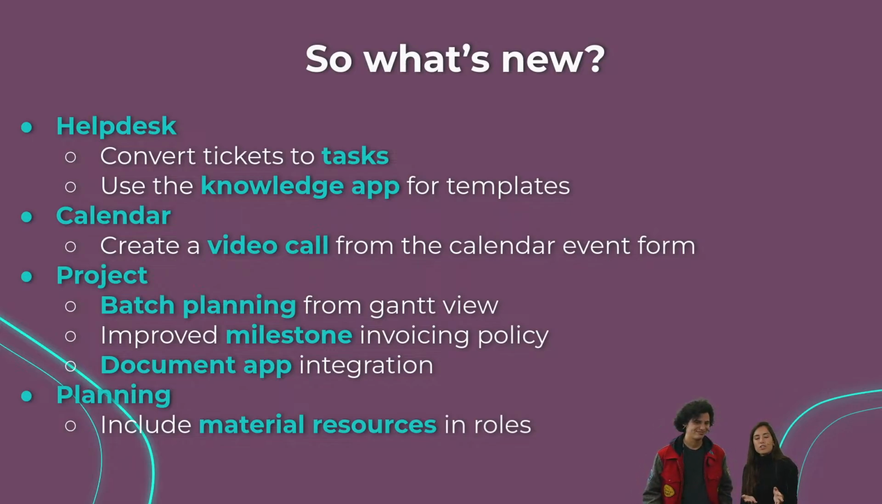For the project application, we saw how to plan in batch a list of different tasks at once in the Gantt view. This is very useful, and I think it will save you a lot of time. We also saw the new improved milestone invoicing policy. A lot of companies invoice based on the milestone delivery, so I think this was also a feature that is a big improvement. Absolutely.